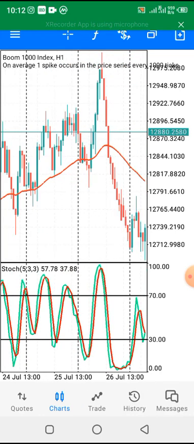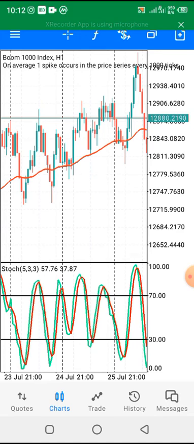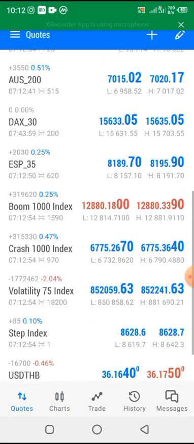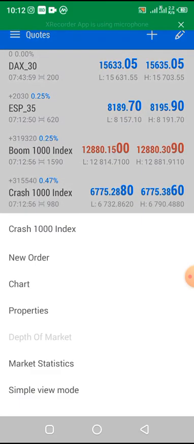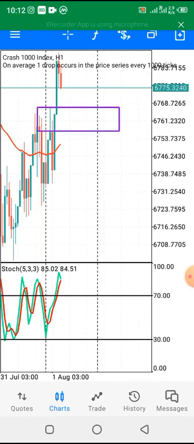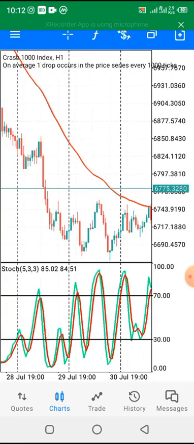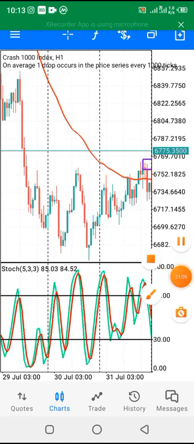You can also check Crash 1000. If you don't see an opportunity on Boom 1000, just go ahead and check Crash 1000. It's also the same thing happening. Let me show you. Look here again, guys. This was a type of sell setup.